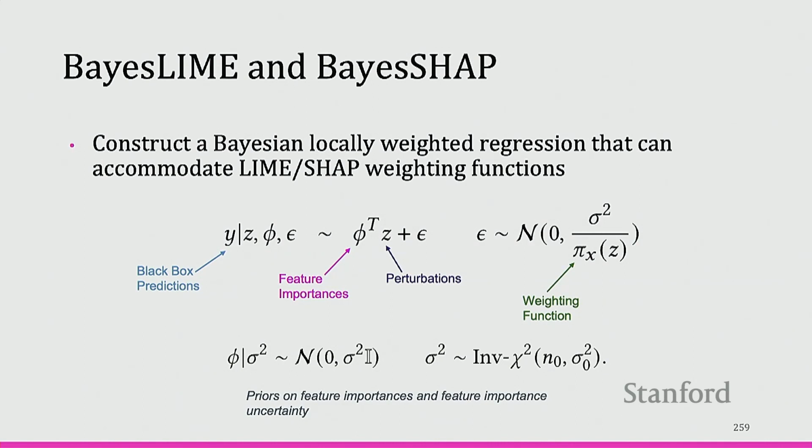What we do here is essentially a Bayesian locally weighted regression. So we make the entire setup of LIME Bayesian pretty much.